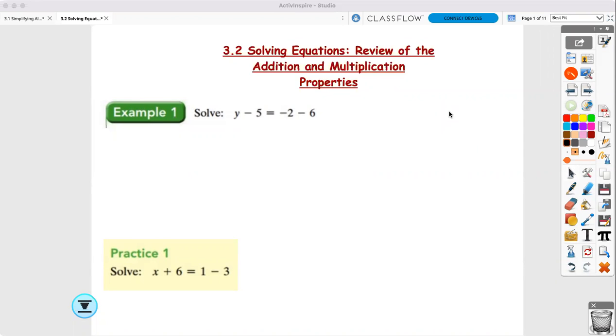All right, let's take a look at example 1, class. It's an equation, right? y minus 5 equals -2 minus 6. So the left side, can I combine y minus 5? Are these like terms? No, so leave it there. What about the -2 minus 6? Can we combine these terms? You can. What's -2 minus 6? You owe 2, spend 6, -8. Now each side is simplified as best it can be.